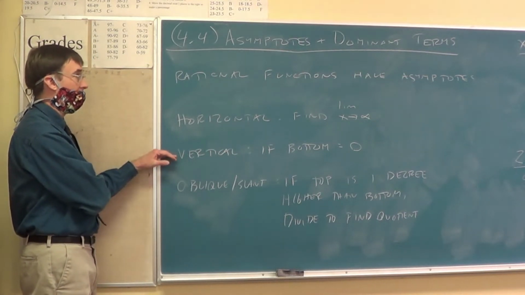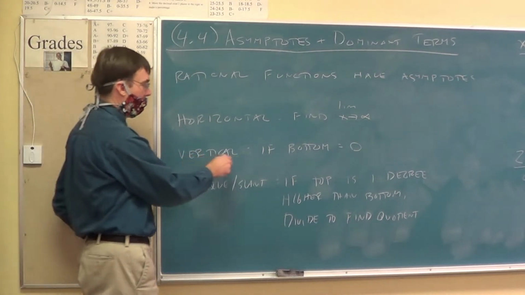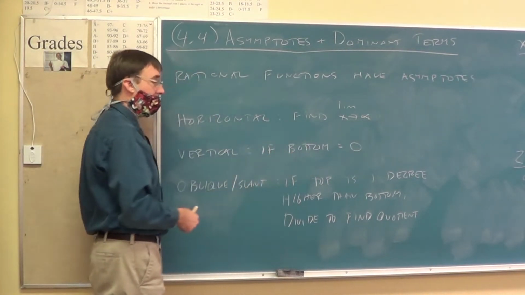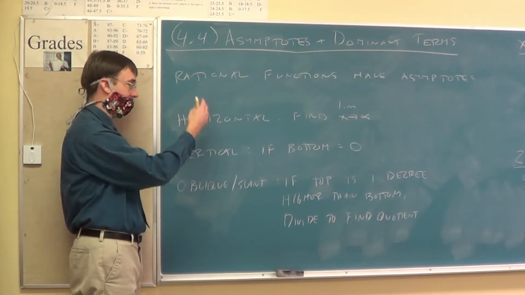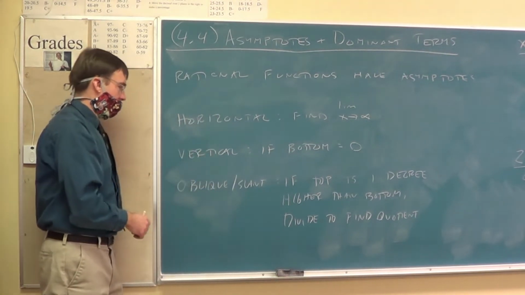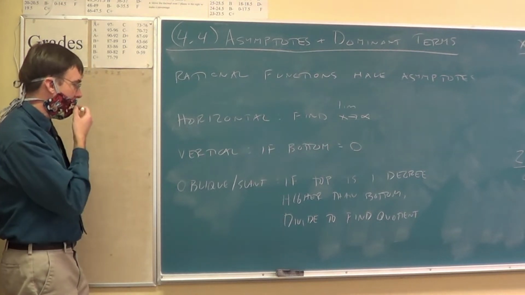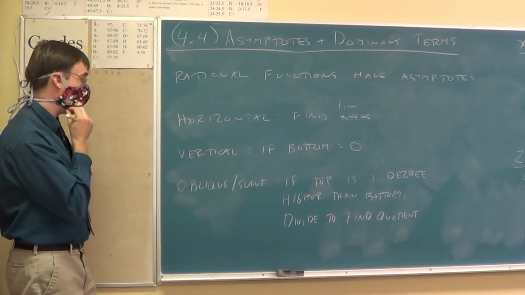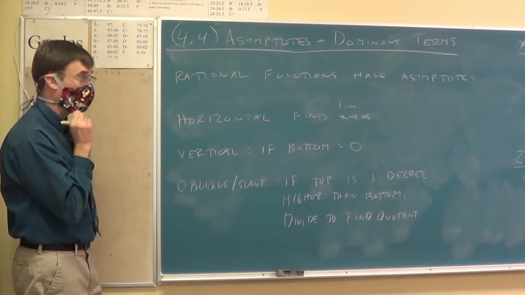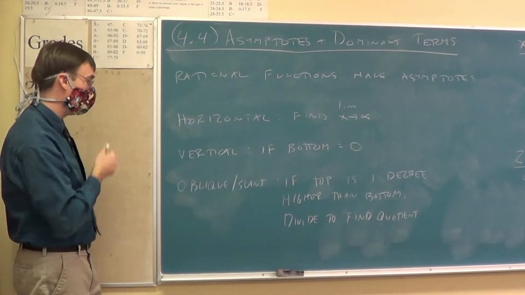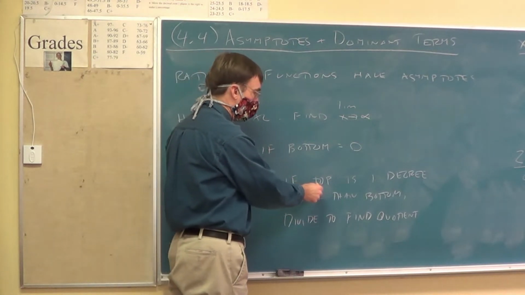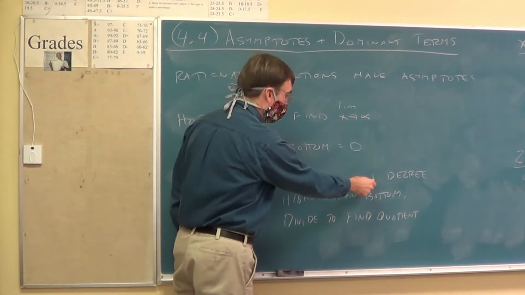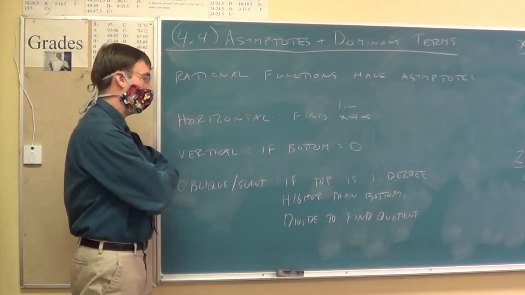Vertical asymptotes you're going to be better at. Okay, vertical asymptotes, you just look at the bottom. If the bottom equals 0, you would have a vertical asymptote, a vertical line that is untouchable. Then there's another one called an oblique or a slant asymptote. I prefer the title slant asymptote, so that's what I'm going to use. The slants, we can only find them if the top of a fraction is 1 degree higher than the bottom.